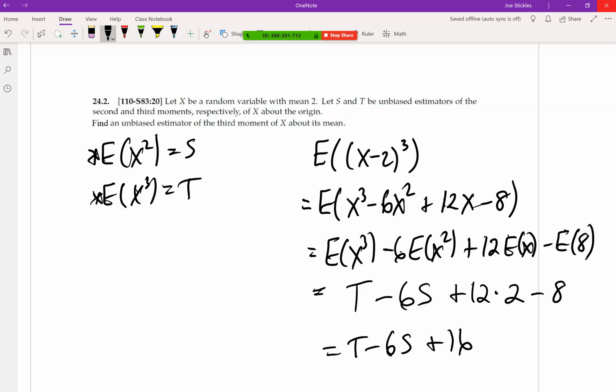So that's all it wanted us to do, is find a formula for expected value of x minus 2 cubed in terms of s and t. That was all it asked us for. Basically, this was a problem that I wanted to put on here just to go back through not only the definitions for unbiased, but the idea of the second and the third moments. Questions on that one at all?